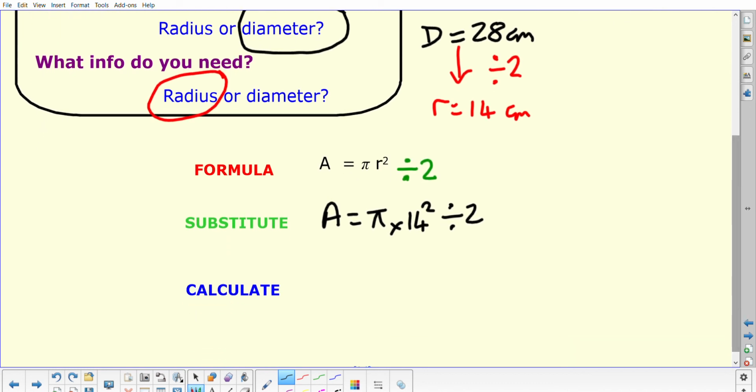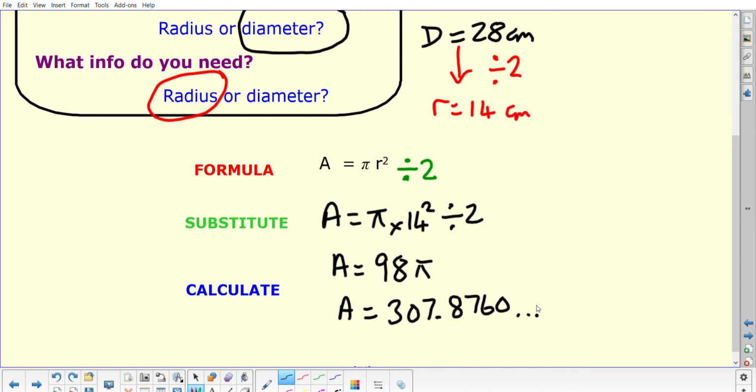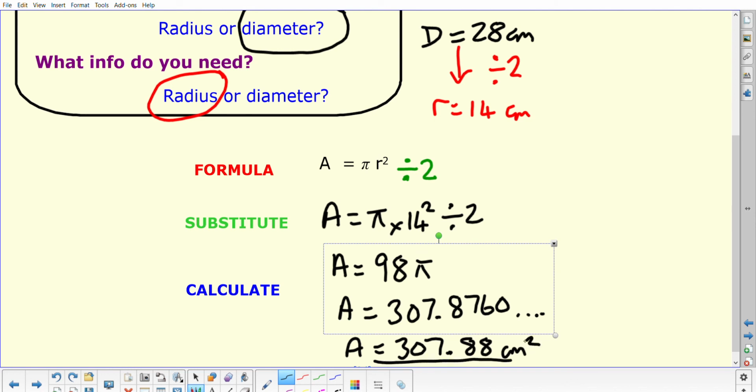If you do all of that on the calculator, it will come up with 98 pi. And of course, the SD button will produce the answer of 307.8760, and you'd get your final answer 307.88 when you round that. And again here it's area units, so make sure you've got square centimetres when it is area.